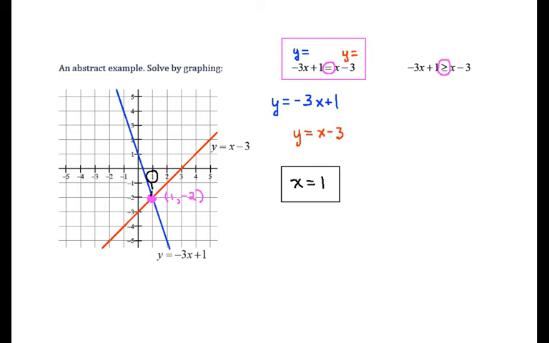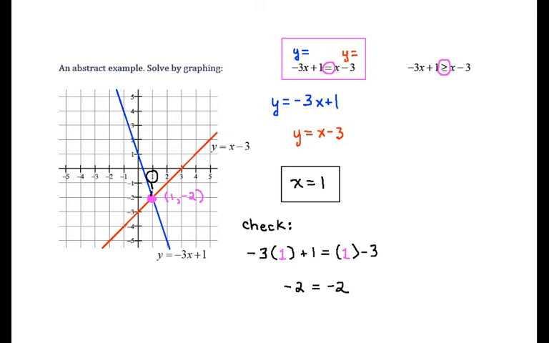Now, the -2 is relevant. If I go ahead and check this answer, I would check this by plugging in x equals 1 to the original equation. My original equation is -3 times x plus 1 equals x minus 3. I'll go ahead and plug that value 1 in for x and see what I get on both sides. I can see that I get -2 on the left and -2 on the right.